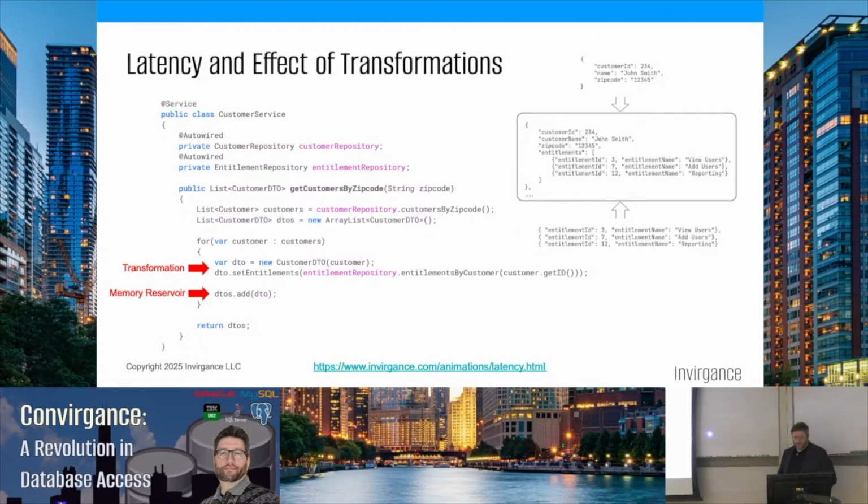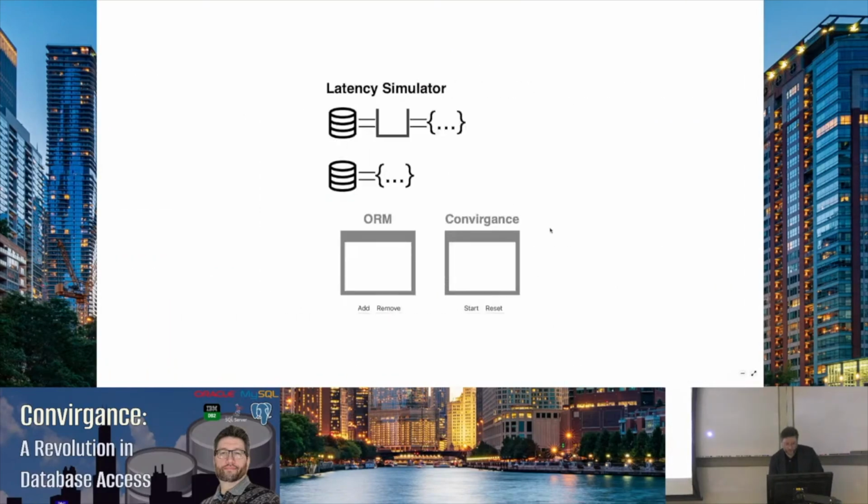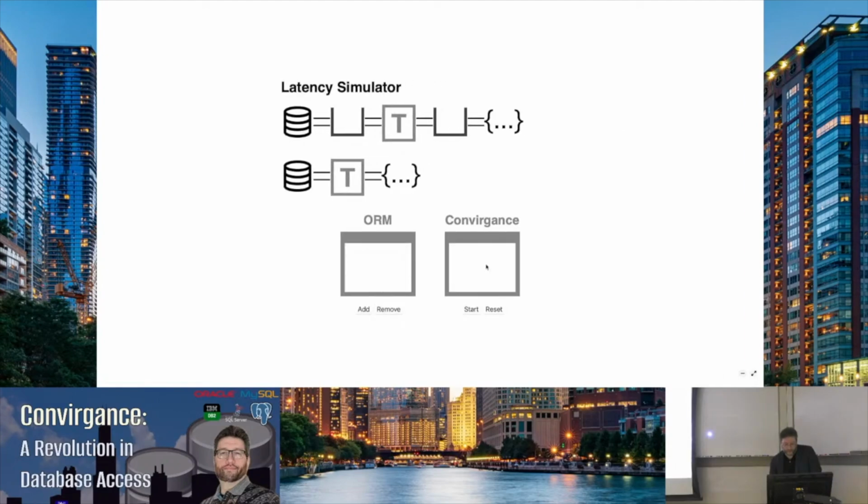Now, this has a number of further effects. So this little bucket here, this is our memory reservoir, just like the one from our original example, right? Convergence is getting done so much faster because it's not loading everything to memory. If we start adding transformations in there, watch what happens here. So while it's still loading, convergence is writing, convergence is writing, and convergence is done before the first record has even been written by the ORM.